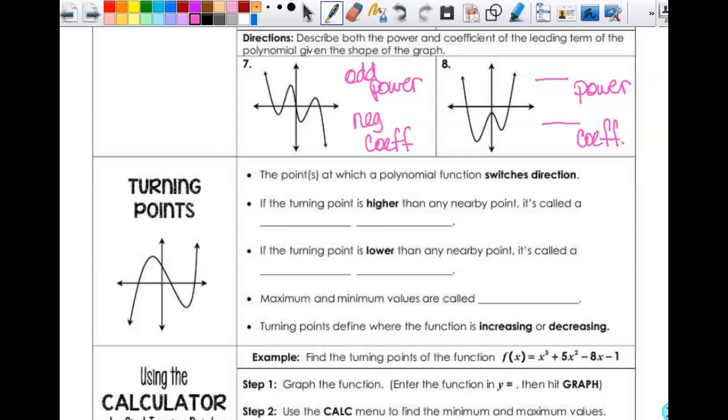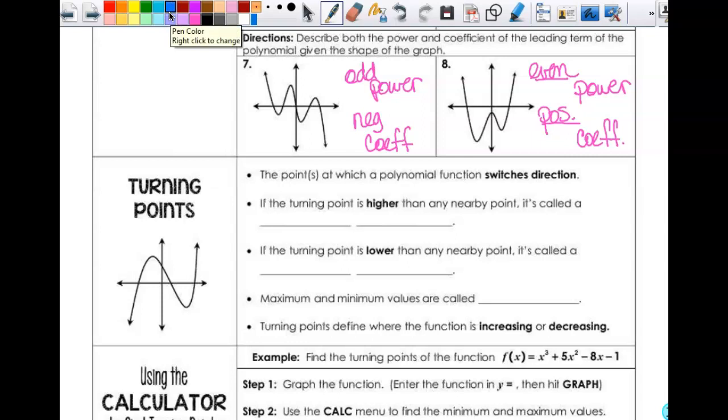Okay, Devin, is this even or odd? Even, very good. And then Ashley, is it positive or negative coefficient? Positive, very good. Any questions about either one of those? Very good. Okay, so let's talk about turning points.